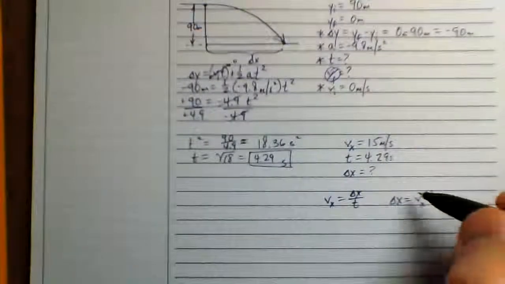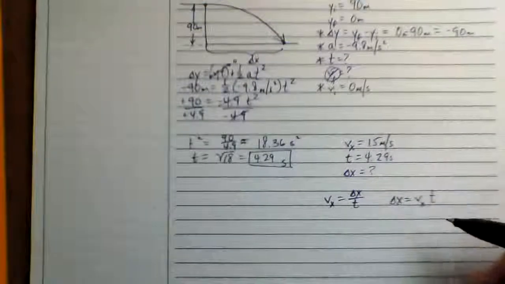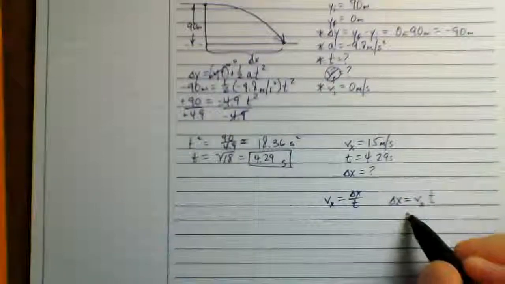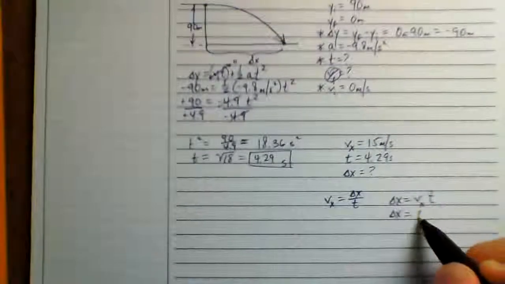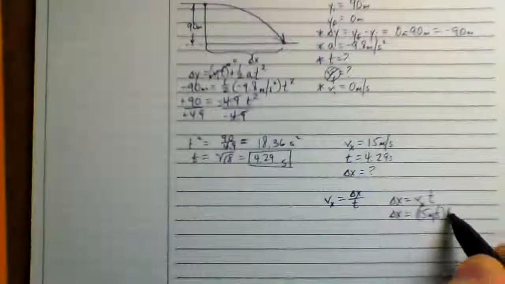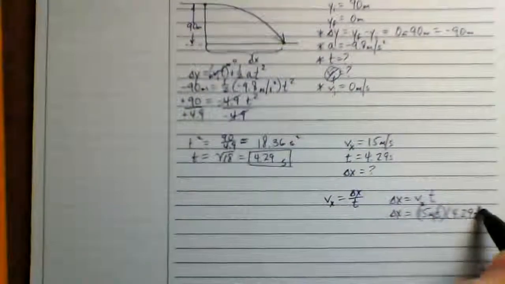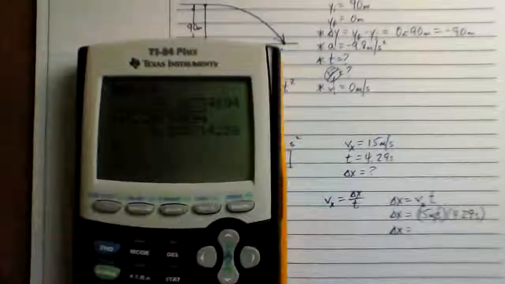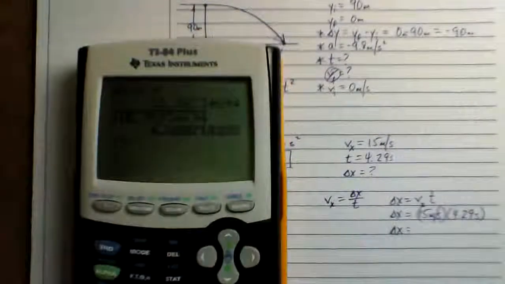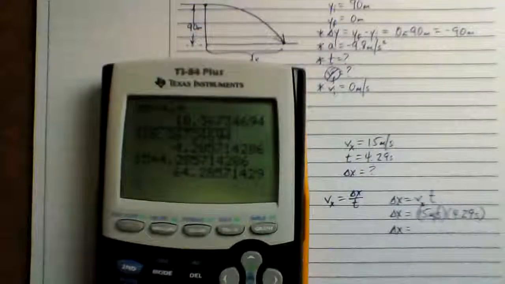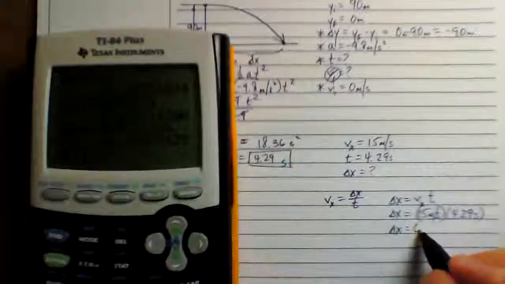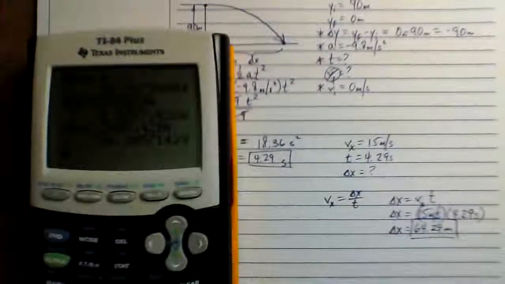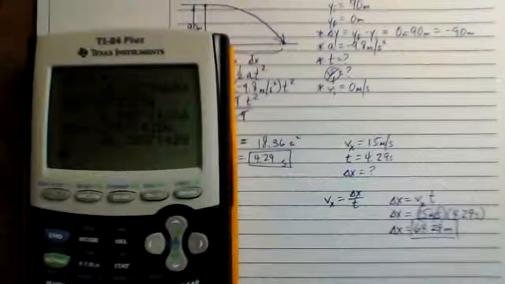V sub x is given to us in meters per second. If I multiply meters over seconds by seconds, my seconds cancels out and I'm left with meters. So that should give me the right answer. So I'm going to say delta x equals 15 meters per second times 4.29 seconds. I'm just going to say 15 times, select it, enter, and that gives me 64.29. And that's 64.29 meters. So that wraps up part B.